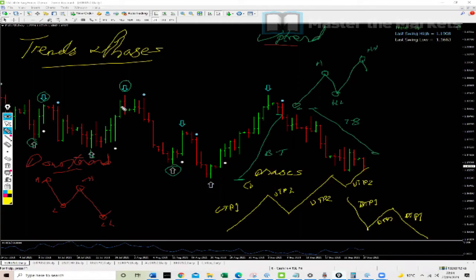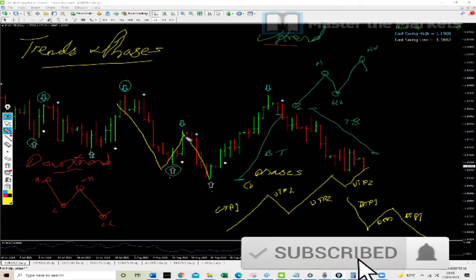Obviously, we can see here again, we're in a downtrend with the formation of lower lows and lower highs. So high, low, lower high, and lower low. And then within that, we have a downtrend. So that defines our downtrend. And within that downtrend, we have a phase 1, phase 2, phase 1, before it then breaks the previous high and starts to form an uptrend.